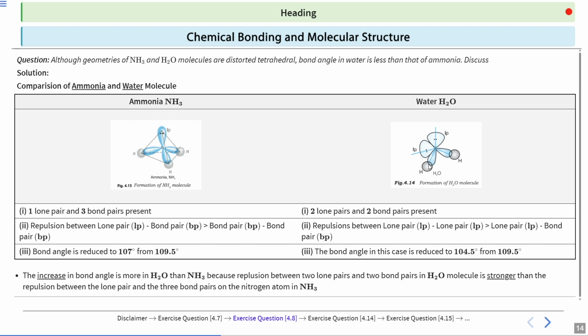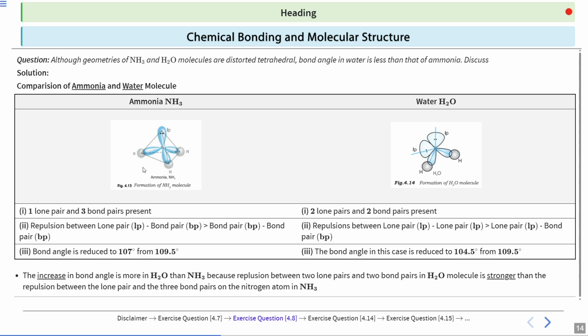On the water molecule, we have 2 lone pairs, which create an extra repulsion as compared to ammonia, which has 1 lone pair, and as a result, your bond pairs are moving much closer and the angle is decreasing to 104.5 degrees.